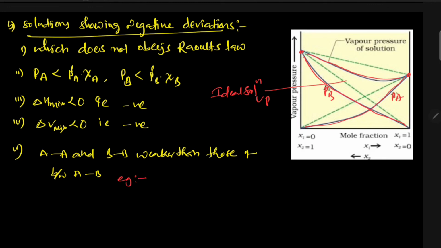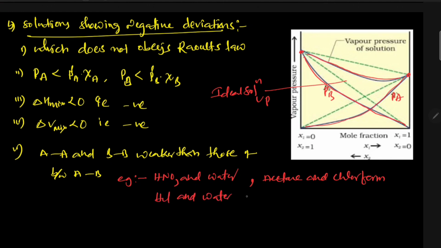Look at the examples of negative deviation: nitric acid, HNO3 and water, acetone and chloroform, HCl and water, chloroform and benzene, and acetic acid and pyridine.